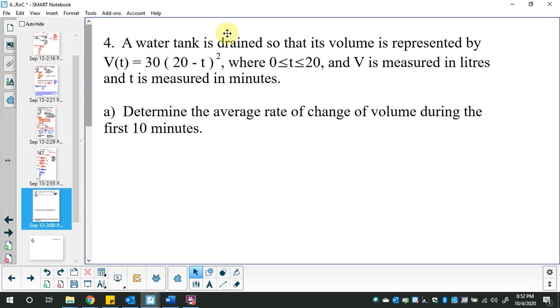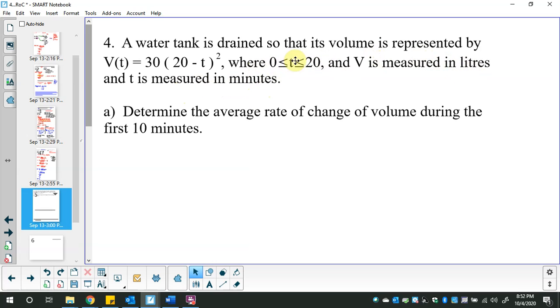A water tank is drained so that its volume is represented by V(t) = 30(20 - t)², where t can only be values between 0 and 20, including 0 and 20. V is measured in liters and t is measured in minutes.